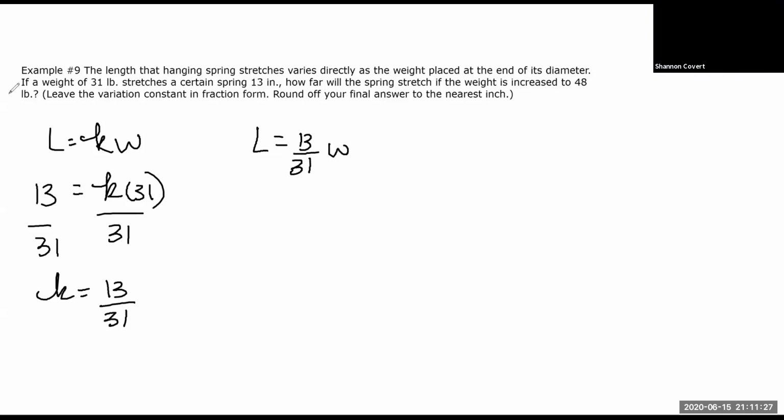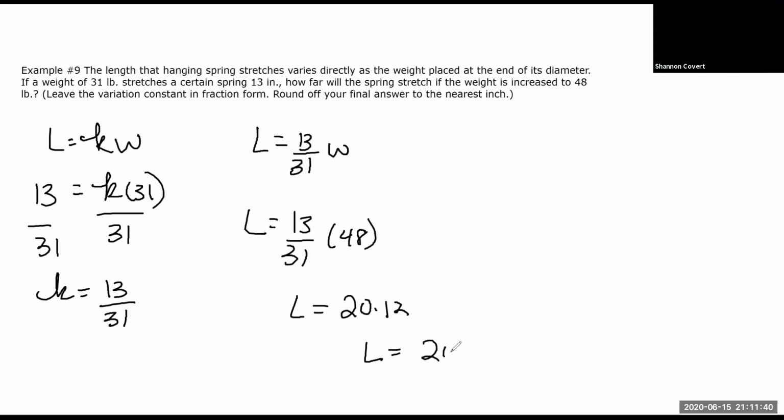This time my weight is 48 pounds. So the length equals 13 over 31 times 48. My length is 20.12, which gives me, to the nearest inch, 20 inches.